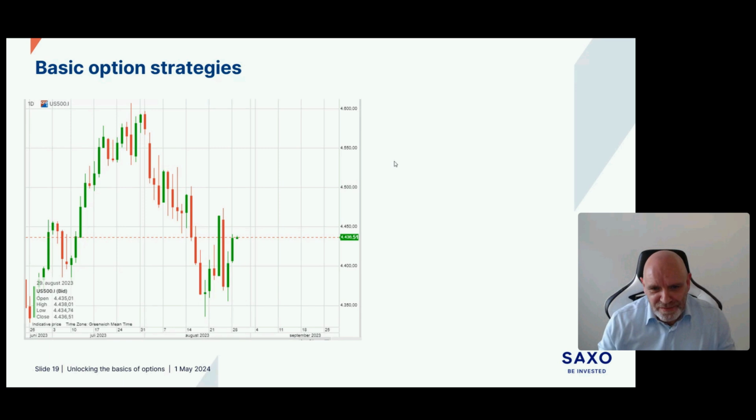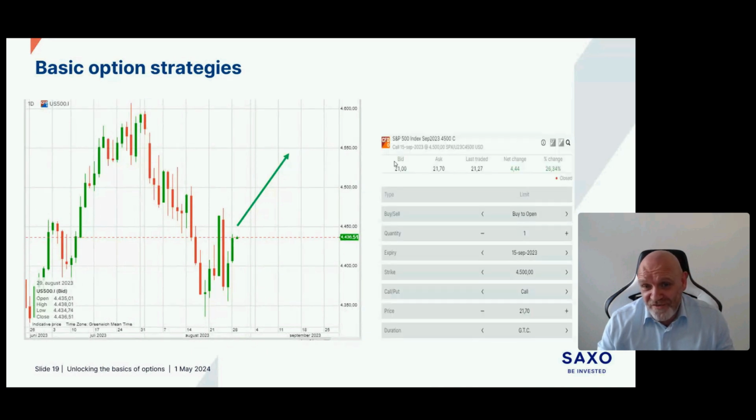The price is at the moment in this graph at 4,436. Price will go up. Rather than buying the CFD itself, we would buy an option with a strike price of 4,500. So we strongly believe that the price will go up and above 4,500. You can see we buy, and I'll show that in a second with a normal stock option.